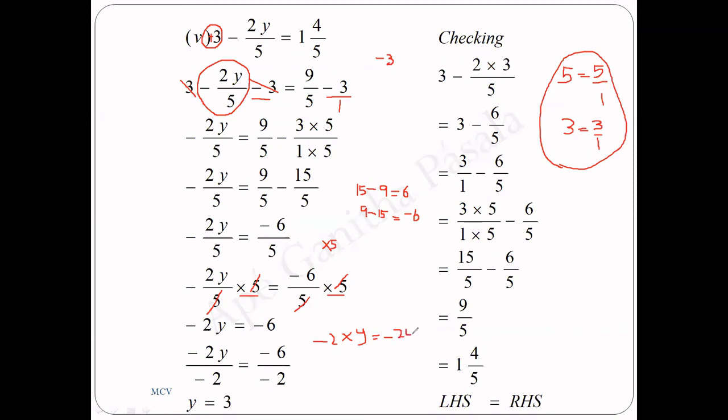So what is the inverse operation of multiplying by minus 2? You can divide by minus 2. Divide both sides by minus 2. So I will divide this side by minus 2 and also this side by minus 2. You can cancel out this 2 with 2.